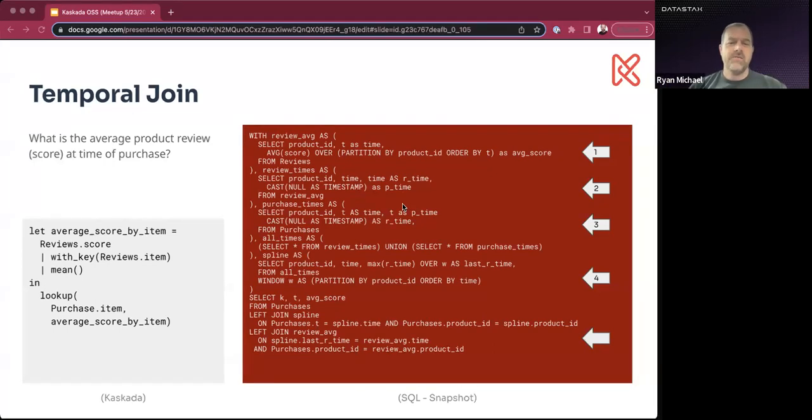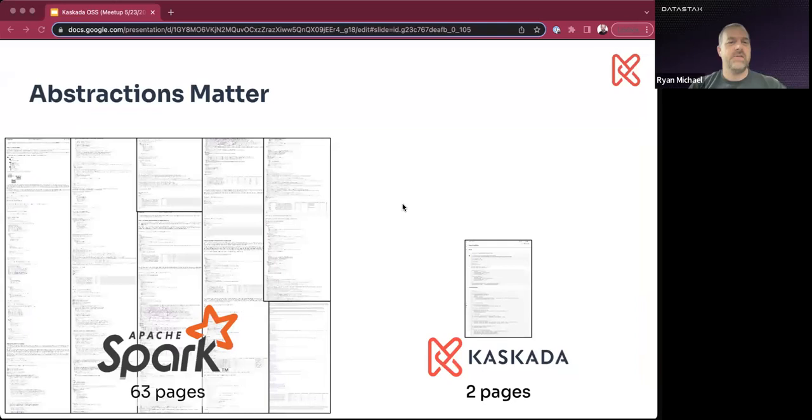So the net result of this is an example that we like to show. On the left-hand side, what you're seeing is a notebook generated by Databricks for Spark, showing how to do a customer churn problem. And it is 63 pages, I think. We implemented roughly the same thing in Cascada, and it was 2 pages. The point here is that, as we say, abstractions matter. The space between the problem that you're trying to solve and the abstractions that you're using just gets bigger and bigger and harder and harder to reason about as you try to solve more and more complex problems.